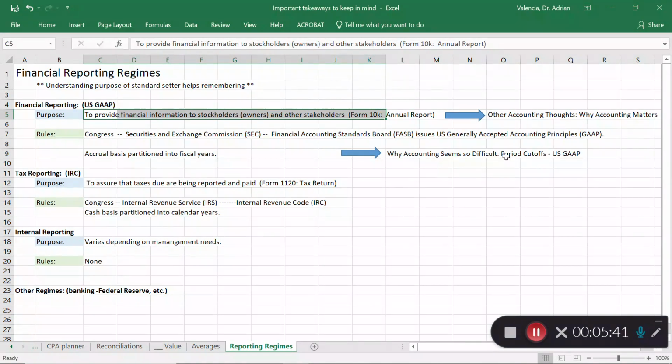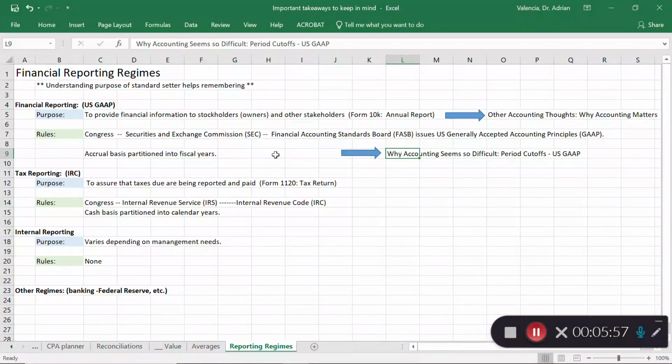And it says it's about period cutoffs. So because of these fiscal years and because of accrual basis, sometimes we got to recognize some revenues earlier or later, depending on what the scenario is. So I encourage you to watch this video after you see this so that you see what makes sometimes the accounting tricky. One of the things, at least.